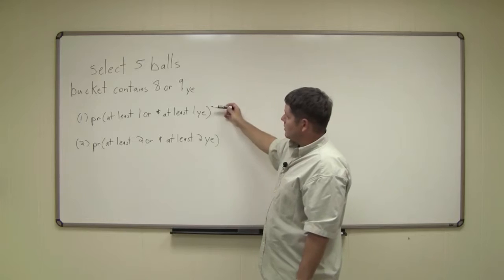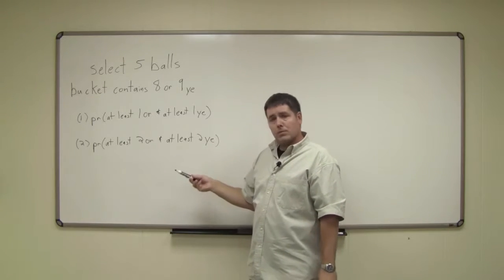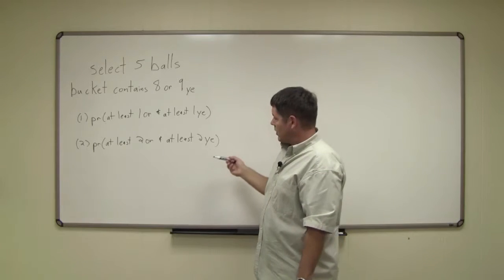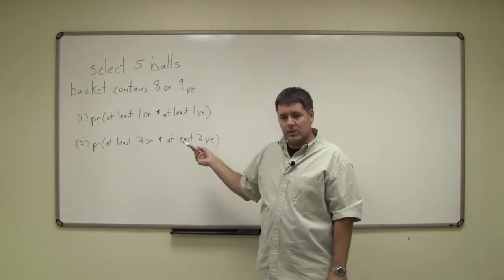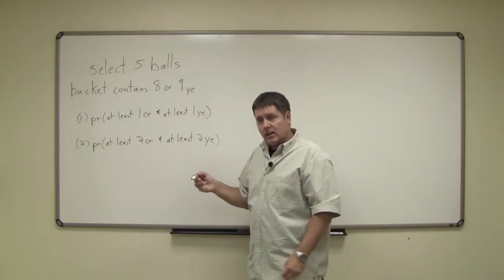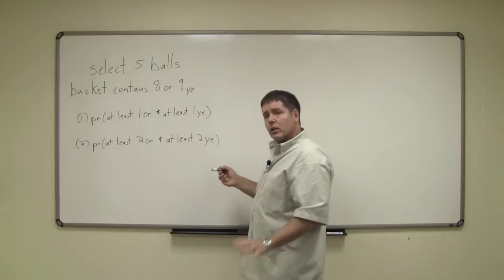This one wants to know the probability that you get at least 1 orange and at least 1 yellow. This one wants to know the probability that you get at least 2 orange and at least 2 yellow. And these look awfully similar, so it's surprising for people to hear then that we're going to attack these so much differently. Well, let's take a look at something here.